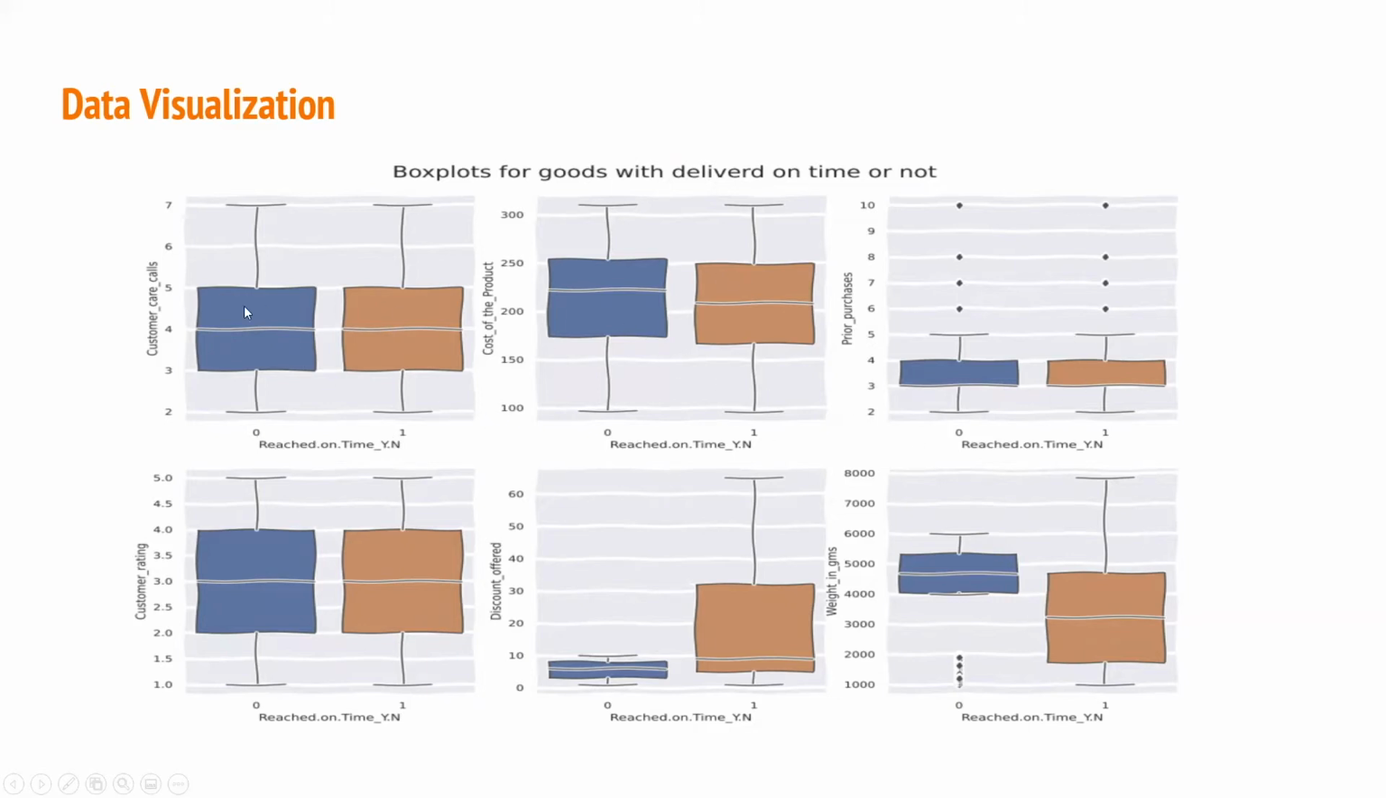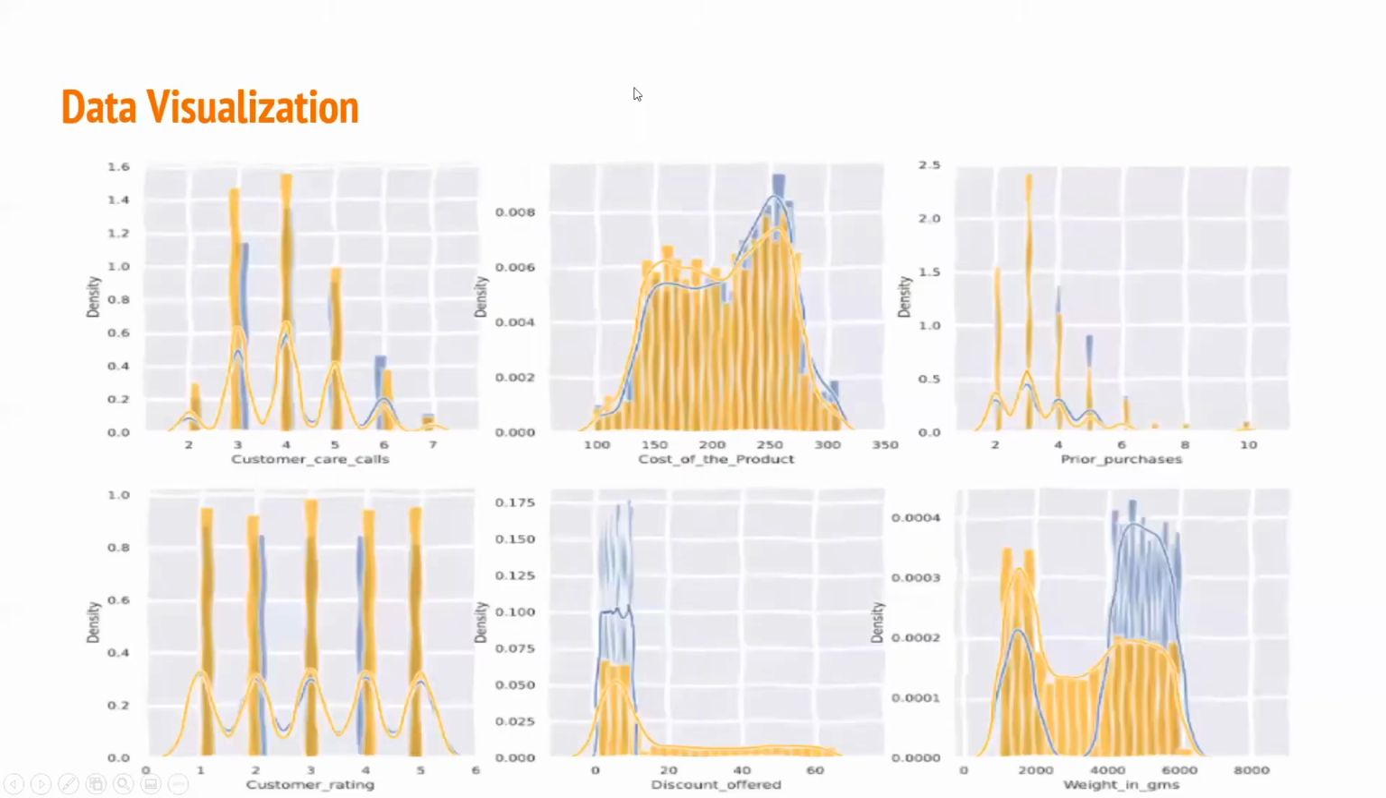And for this, we can see for the cost of the product, customer care calls, and the customer rating, we can't find significant difference between 0 and 1, whether they arrived on time. And for discount offered and weight in grams, we can find that they have significant variance between whether reached on time or not, and here they have different median data. And here are more details.